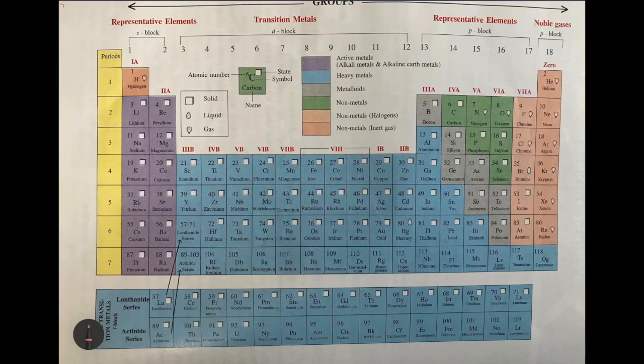Moving on to the periods, there are a total of 7 periods in all. So there are 7 horizontal rows in the modern periodic table. Each is called a period. The number of shells present in an atom determines its period. That means period 1 has 1 shell, period 2 has 2 shells, period 3 has 3 shells, period 4 has 4 shells.